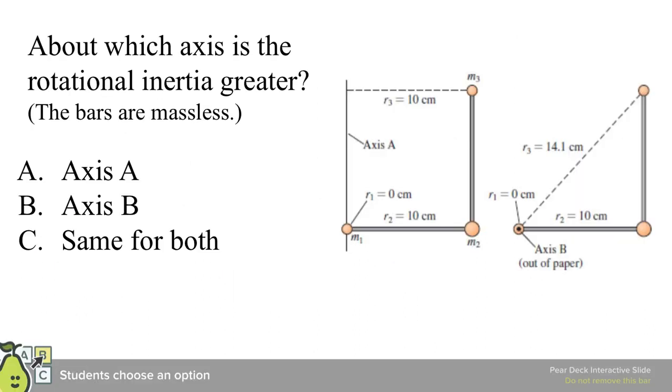All right, about which axis is the rotational inertia greater, where the bars are massless? So again, we're talking about essentially point masses being held in space by empty things. And our key thing is to keep track of where our rotations are. And in case B, it's relatively easy. This is our axis of rotation, so everybody is moving around like that.